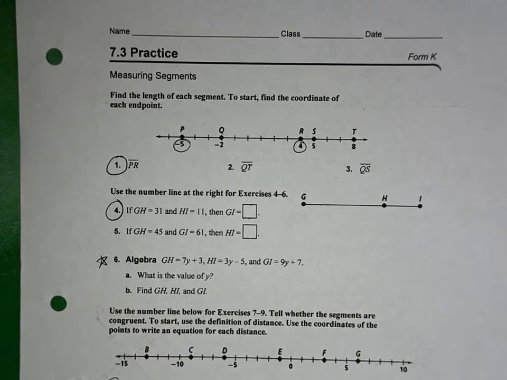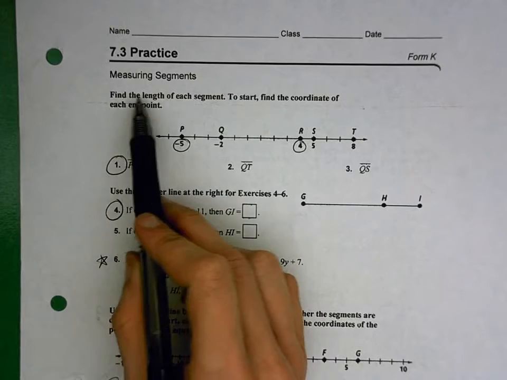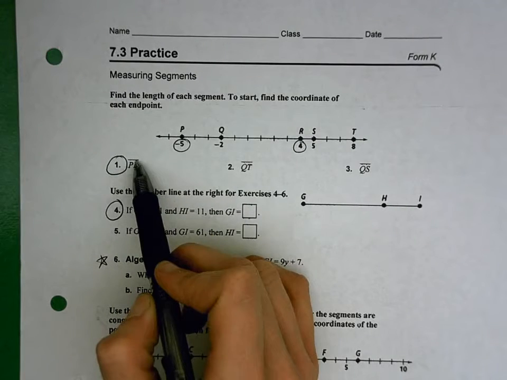So we're going to do a handful of problems, one from each topic, so that I can do a quick little teach for those who were absent. Number one is we're asked to find the length of each segment, so find the length of PR.